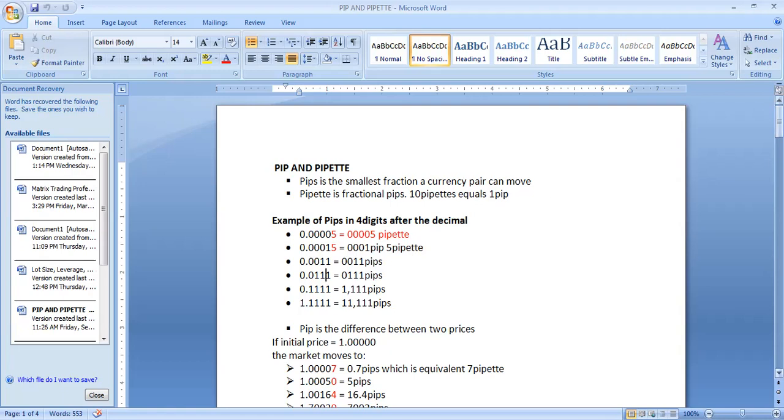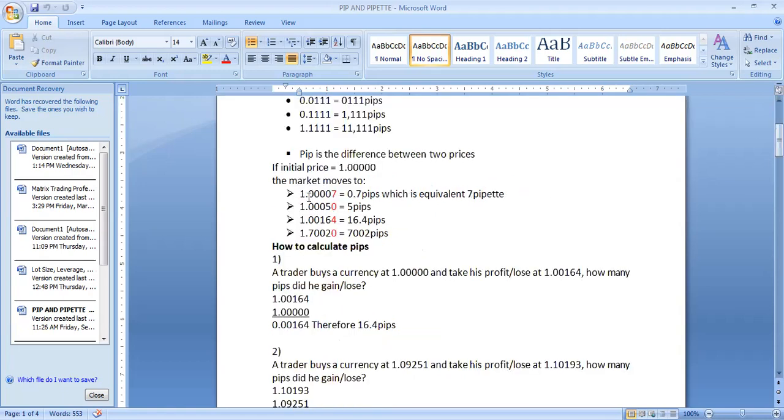Okay, look at this. There's a calculation here. Pip is the difference between 2 prices. If initial price is 1.00 and the market moves to this price, how many pips? It's very simple. You just use your calculator and subtract it, you have 0.00000. Move the decimal 4 places, you have 0.07 pips. So that's why we say 7 pipettes.